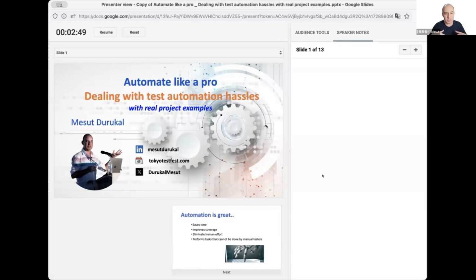So my name is Mesut, and I'm a test automation engineer. And in this talk, I want to talk a little bit about the difficulties and challenges of test automation. Because test automation is very important. We try to automate our test cases, but there are a lot of difficulties, right? Sometimes automating test cases, implementation, developing test code is difficult. There are too many difficulties. So let's discuss them and see what kind of difficulties we can have.